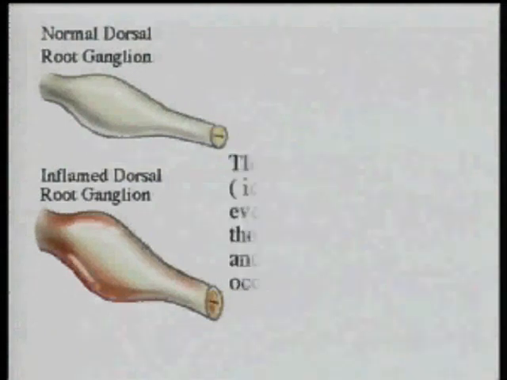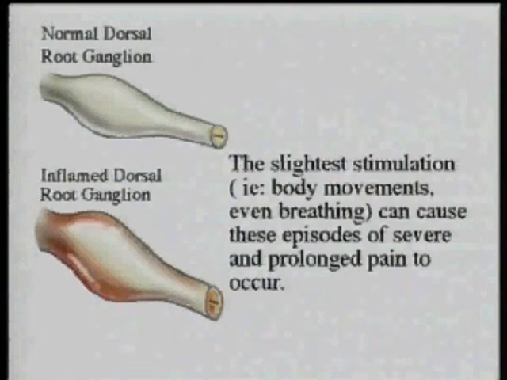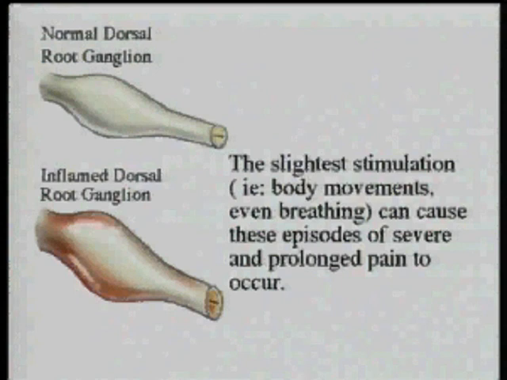impulses to the brain. We will now observe actual operative photographs of the various stages of adhesive arachnoiditis. The view of the first stage shows the nerves to be swollen, obliterating the spinal fluid within the dural sac.